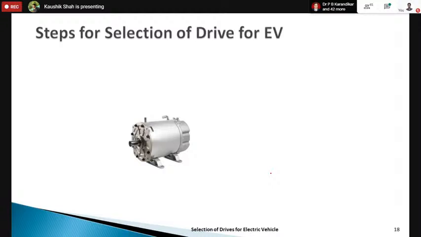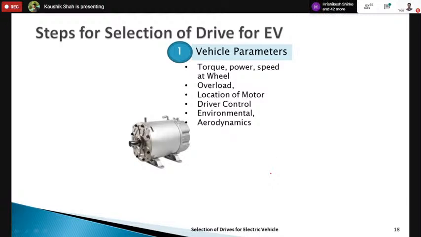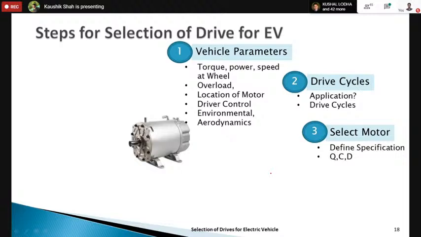And application, which is very important. We should have a specification through which you can derive the specification of the motor. All right, so now what you do. Again, through these vehicle parameters, you would have the torque, speed, etc., which is the first thing you would require. Second is the drive cycle. Third is select motor. Now here, when you say select motor, it is based on your defined specification and your QCD, which stands for quality, cost, and delivery targets, which is required to be mentioned.